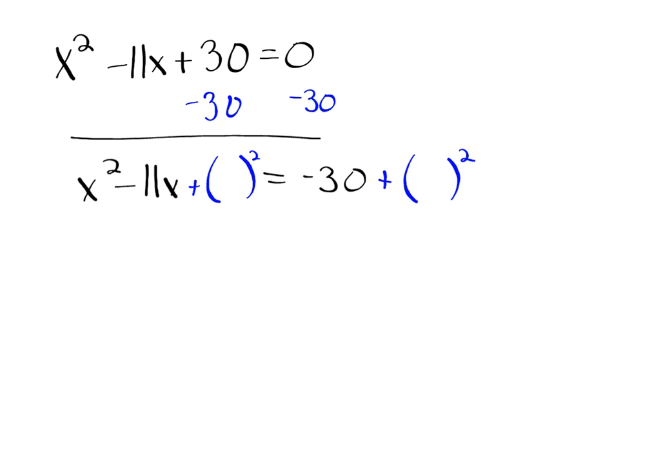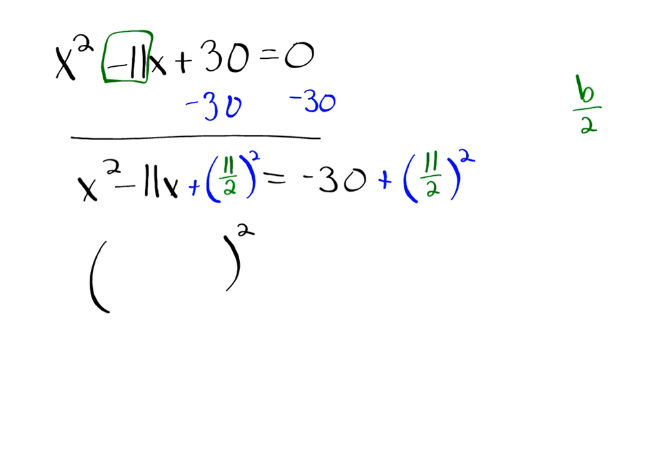What's going in that blank is b over 2. And you go, what's b? Well, here's b right here in our quadratic. I'm talking about that same b. So what we're going to stick in here is 11 over 2. We're going to stick it in over here too, 11 over 2.